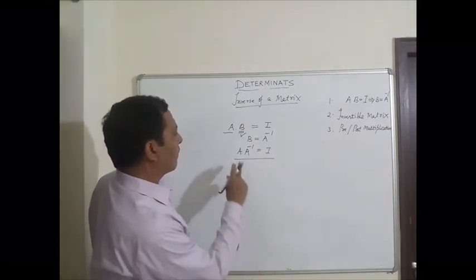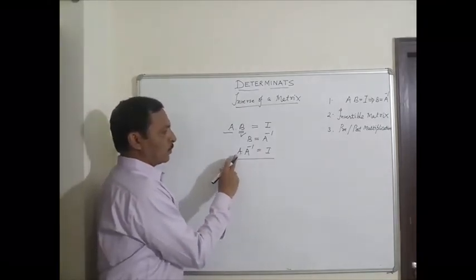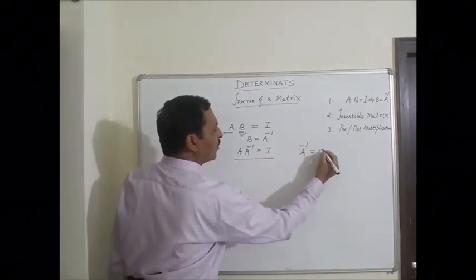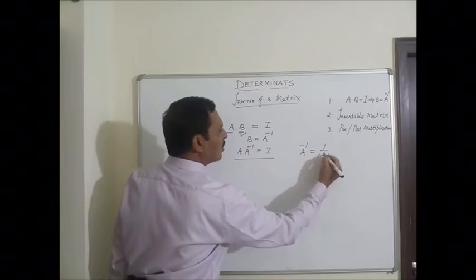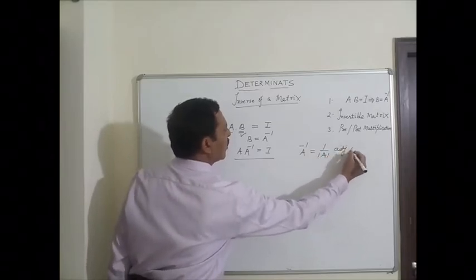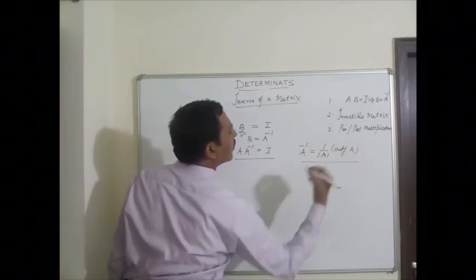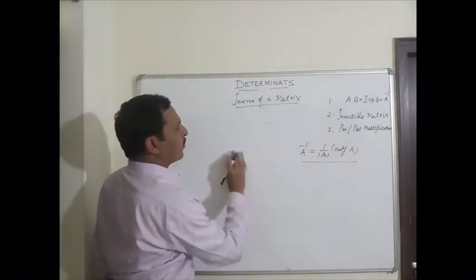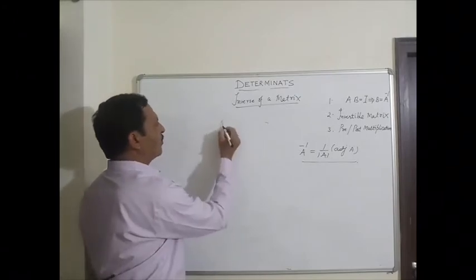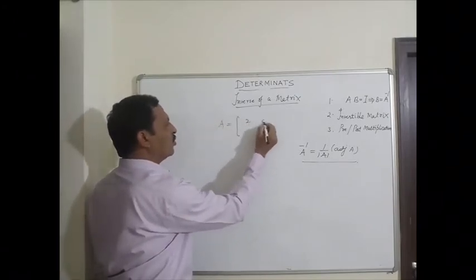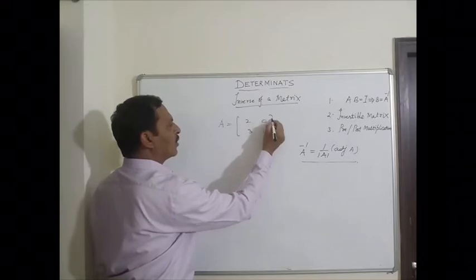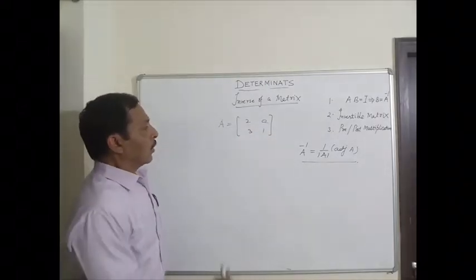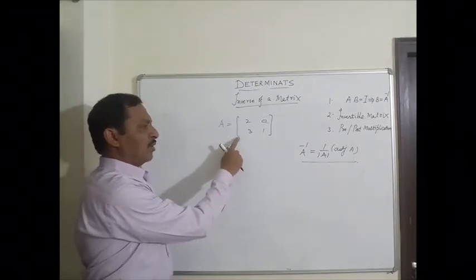Now, we discuss here what is A inverse. A inverse is equal to 1 upon the value of the determinant into the adjoint of A. Now I take a matrix A which is 2, 0, 3, 1. Then I have to check whether this particular matrix is invertible or not.